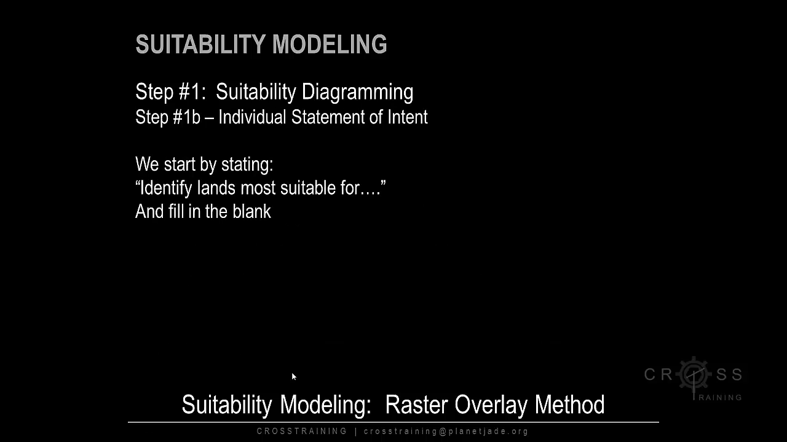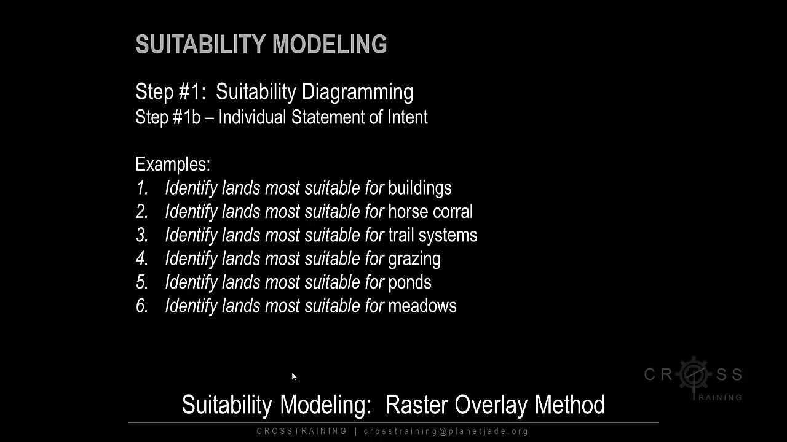We can now break this down into individual statement of intents. We start by stating "identify lands most suitable for" and fill in the blank. So here are some examples. Identify lands most suitable for buildings. Identify lands most suitable for horse corral. Identify lands most suitable for trail systems. Identify lands most suitable for grazing. Identify lands most suitable for ponds. Identify lands most suitable for meadows.